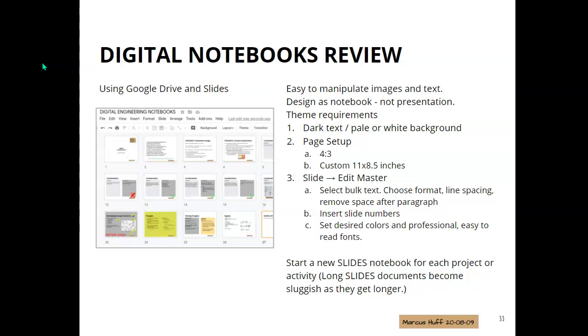So another thing you need to do is learn to edit the master. So you go to Slide in Google Slides and you choose Edit Master. And in the very first slide, you need to select the bulk text. That's the box underneath the title. And you choose Format, Line Spacing, Remove Space after Paragraph. This will let you condense your text to get a lot more content in there.